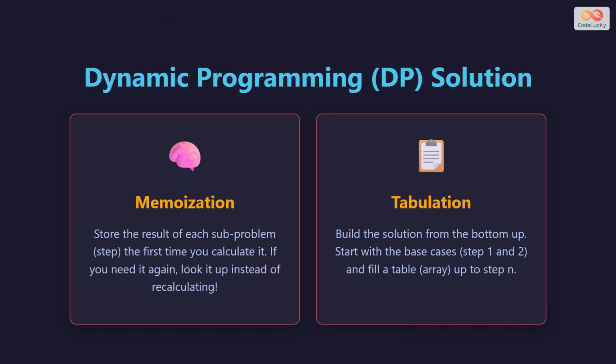This is where dynamic programming comes in. We can use memoization to store results we have already calculated, so we never do the same work twice. Alternatively, we can use tabulation to build the answer from the bottom up, starting from step 1 and working our way to step n.